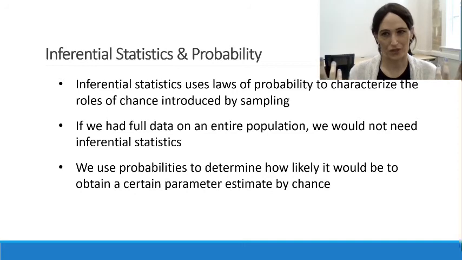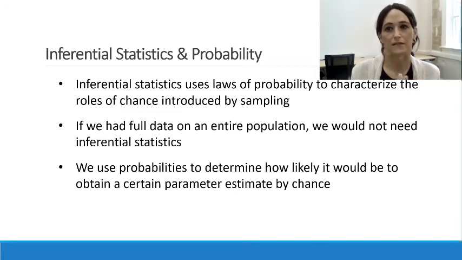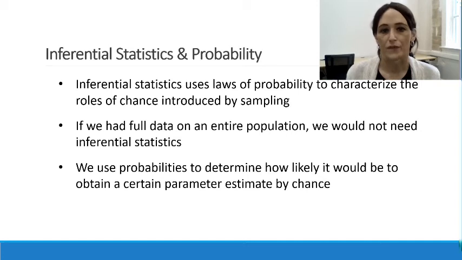We sometimes use the term statistics loosely to mean any kind of summary of data, but really a statistic is summarizing from a sample to make an inference. So we use probabilities to determine how likely it is that we would be getting a certain estimate, a certain parameter estimate, by chance alone. And a lot of statistics has to do with dealing with that uncertainty that we have around our estimates.